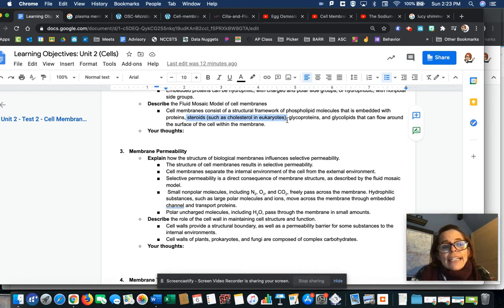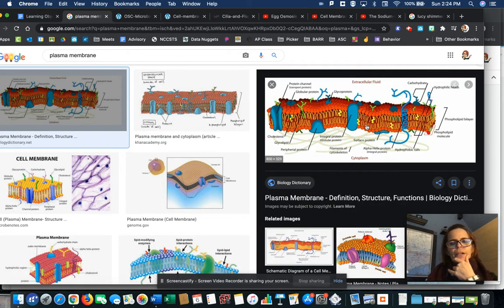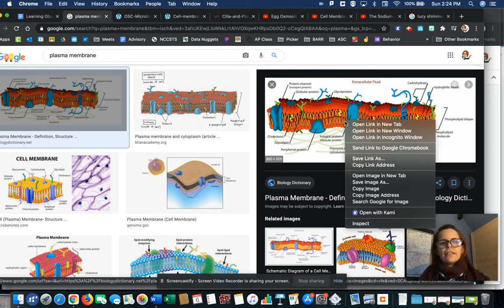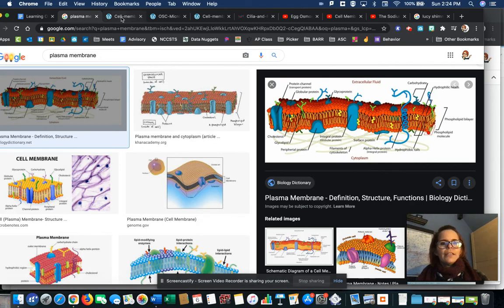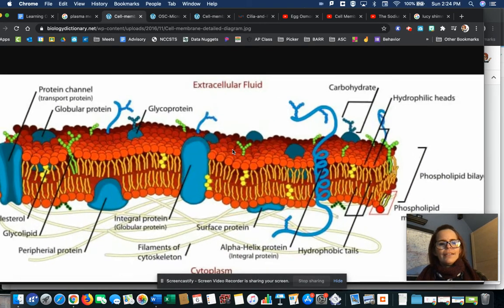Then there were the glycoproteins and the glycolipids. So glyco is a reference to like carbohydrates. So let's look at a picture of the plasma membrane right here. Oh, did I bring it? I didn't open a big picture of that, or did I? I don't know if I opened a big picture. So let's open this in a new tab. And I didn't. So there we go.